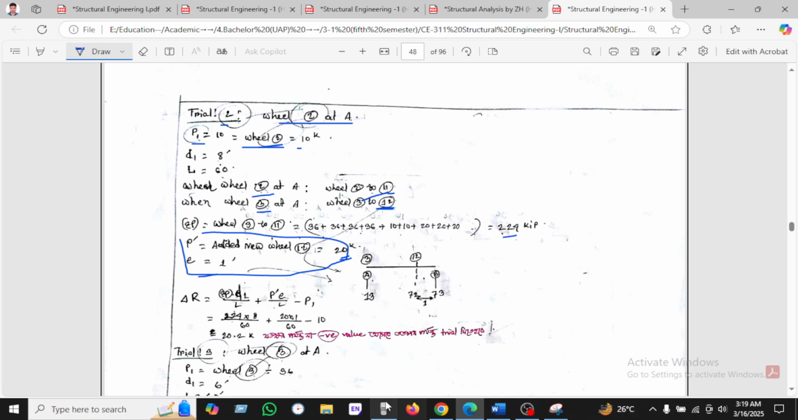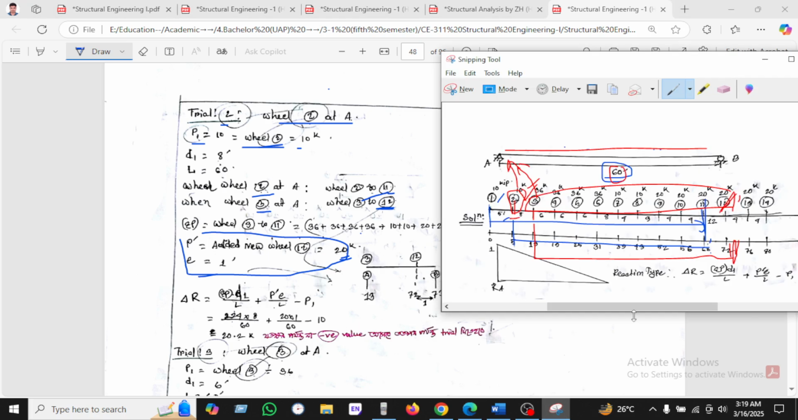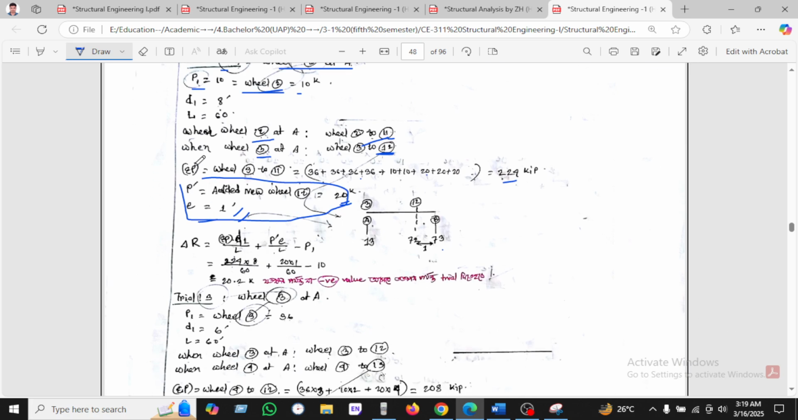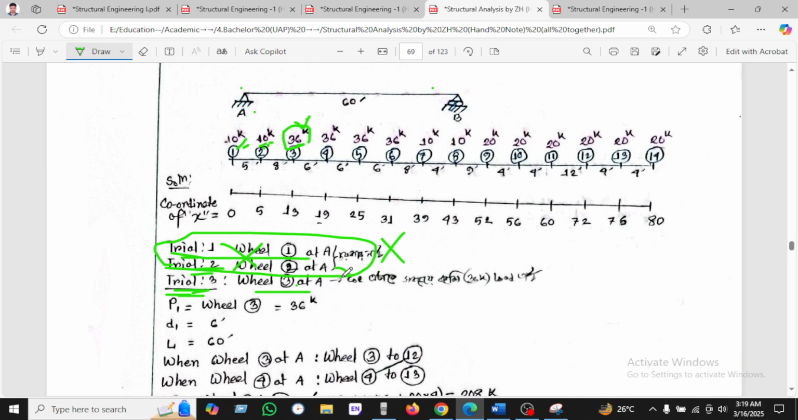We found 72, near the 73, the wheel load 3. But our 72 is the wheel load, and we can go to 73. So the distance between 73 and 72 is 1. That's why it will be 1. Okay, so now putting all these values in, we found there is no negative value. That's why I am skipping this and jumping to wheel 3.